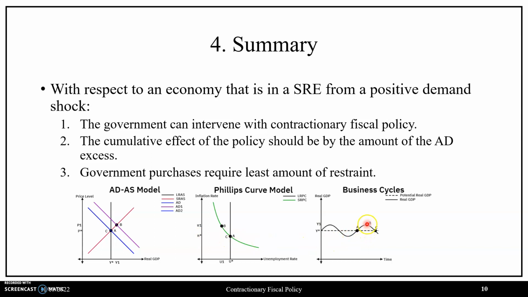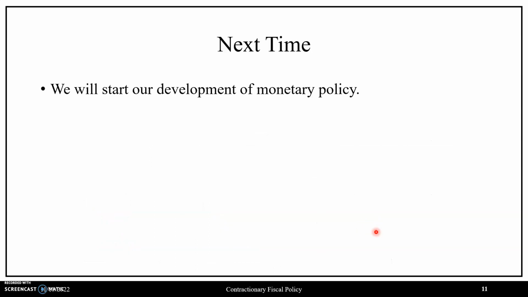And given that this economy has contracted to a long-run equilibrium state, this means movement from point B to point C at the long-run equilibrium in terms of our business cycle graphic. So with all this in mind, next time we'll pick up by starting our development of monetary policy.